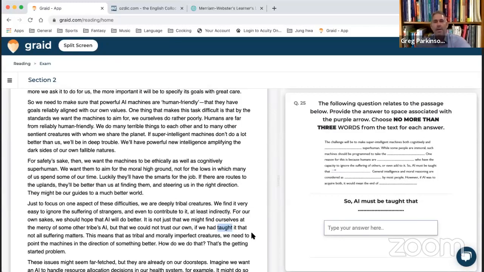Okay, and hopefully you found that at home as well, that when you were doing your scanning, you found the word taught, right? So when you find something that you think is part of the answer, again, just go through the same method. So we find a keyword, then we just read the whole sentence. This one's a long sentence, starting: It is not just that we might find ourselves at the mercy of some other tribe's AI, but that we could not trust our own if we had taught it that not all suffering matters, right?